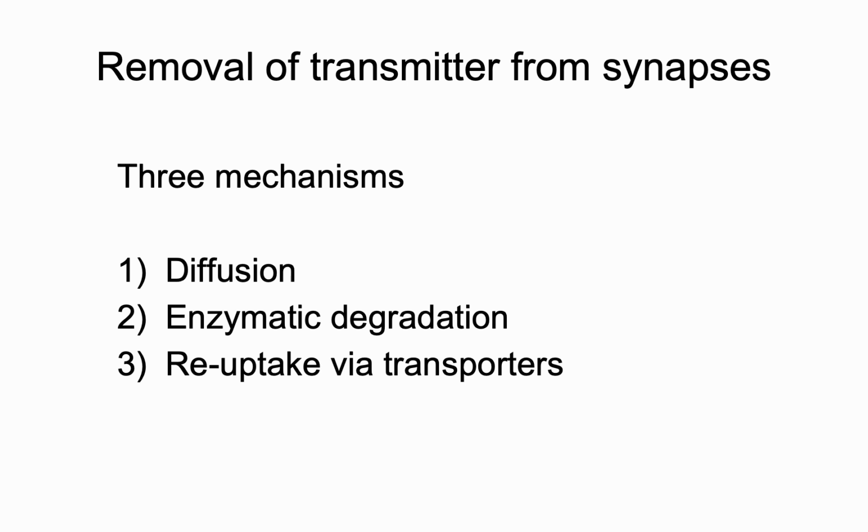Now let's go over those. We'll start from number 4 and talk about those different mechanisms. There are 3 different mechanisms for removing neurotransmitters from the synaptic space. We have diffusion, enzymatic degradation, and reuptake, which is done by reuptake transporters.